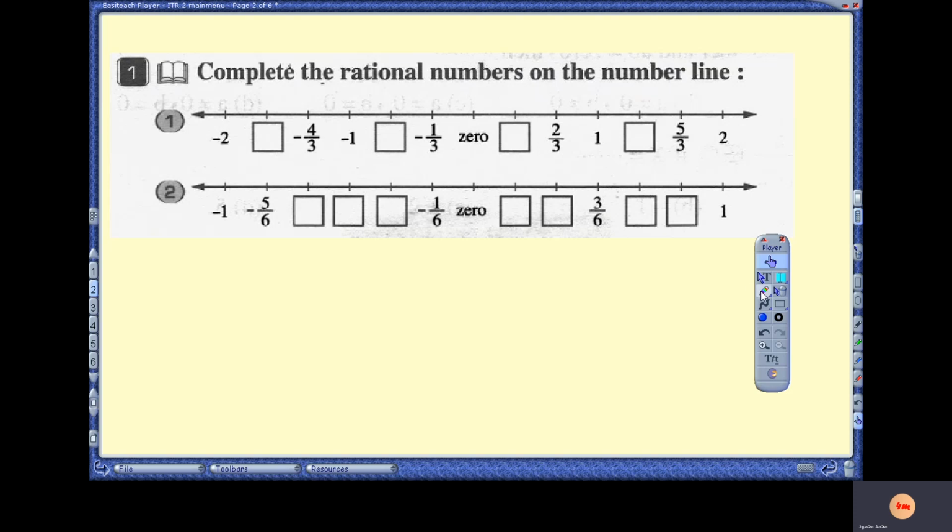So in this part, in this square, you will put 1/3, then 2/3. 1 means 3/3, then 4/3. The next side, here, negative 1/3, negative 2/3. Here, negative 4/3. So the next one, negative 5/3.